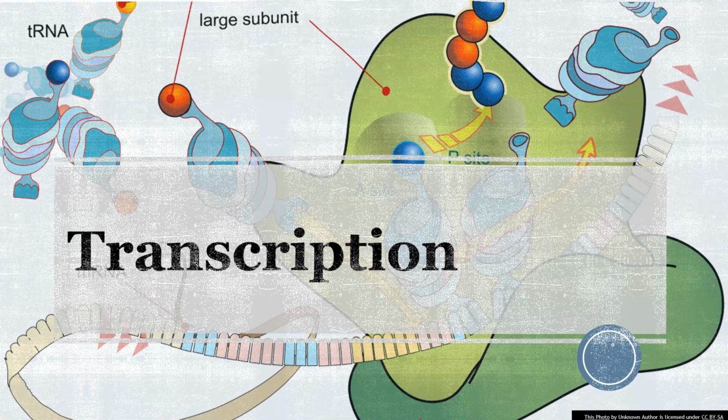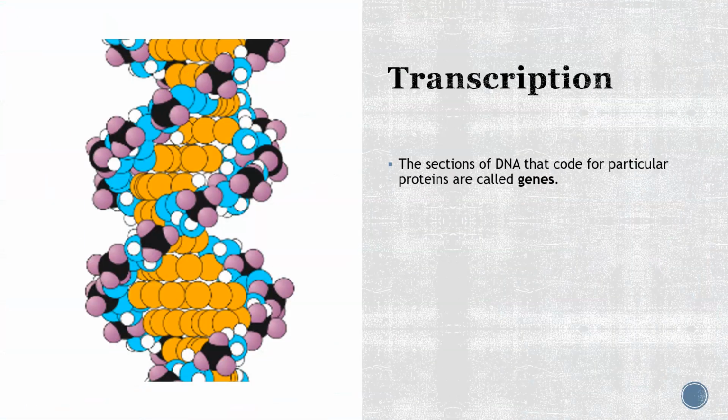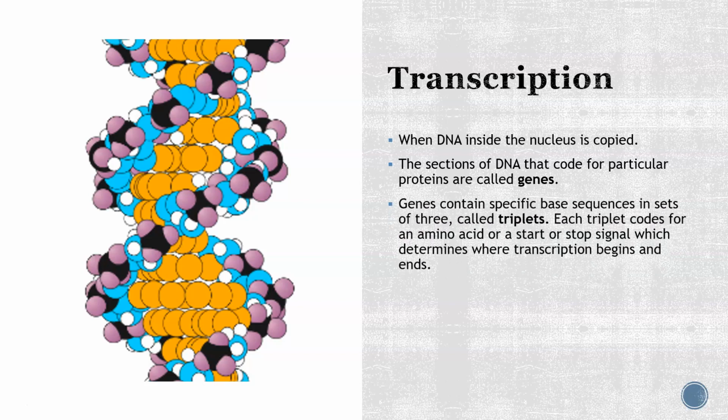Okay, so looking at transcription. Sections of the DNA that code for particular proteins are called genes. We've looked at that. DNA is copied within the nucleus. Genes contain specific base sequences in sets of 3. We call them triplets. Each triplet codes for a specific amino acid.